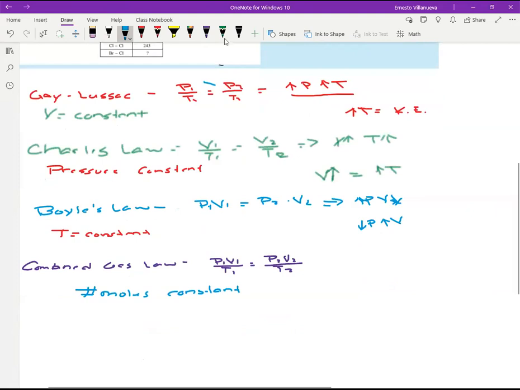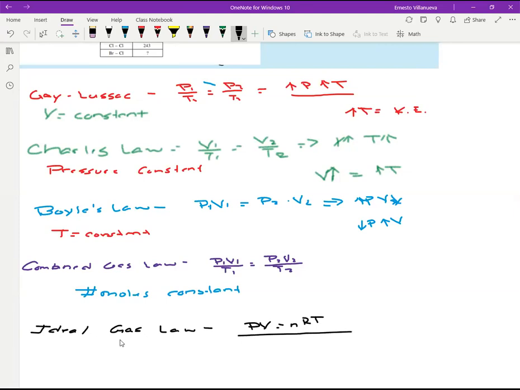The last gas law that we're going to discuss is called the ideal gas law. This is a law that deals with the behavior of gas at ideal circumstances, which is standard pressure and temperature. So the ideal gas law states that the pressure times the volume is equal to the number of moles times the gas constant times temperature. PV equals nRT, okay?